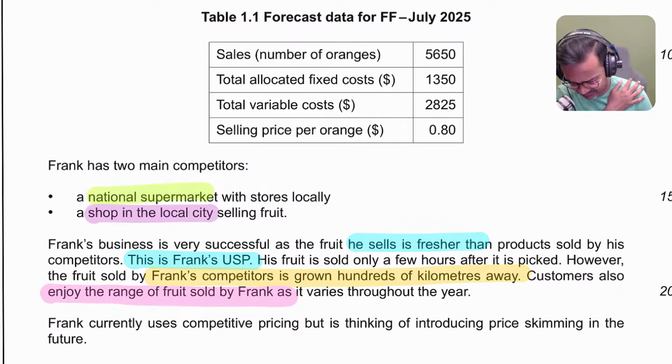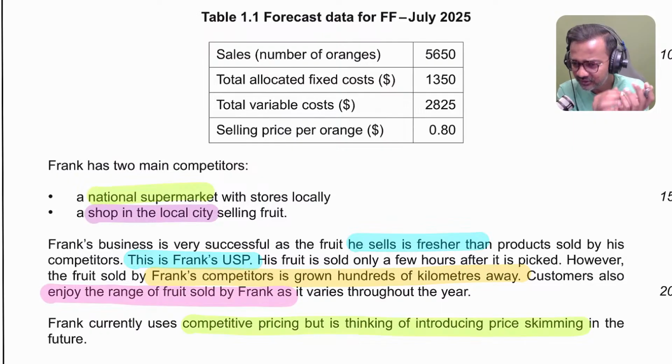Now, where do you guys stand on this? Do you think he can use price skimming? I mean, the answer you should know already by knowing all the information that's given in the case study. What feature allows you or sort of forces you even to go for price skimming rather than any other pricing strategy? What do you need to have in order to have price skimming?